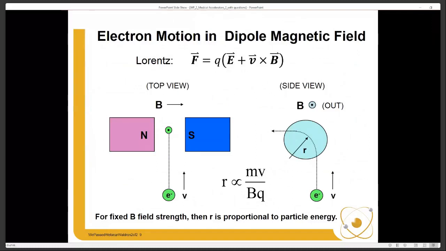And the radius of curvature of that curve is shown here, and it is a function of the magnetic field strength, the charge, the mass, and the velocity of the electron. We could also say that this is a function of the magnetic field strength and the energy of the electron. To put it very simply, higher energy electrons are bent less, or through a larger radius, in a given magnetic field, and lower energy electrons are bent more, or through a smaller radius, in a given magnetic field.